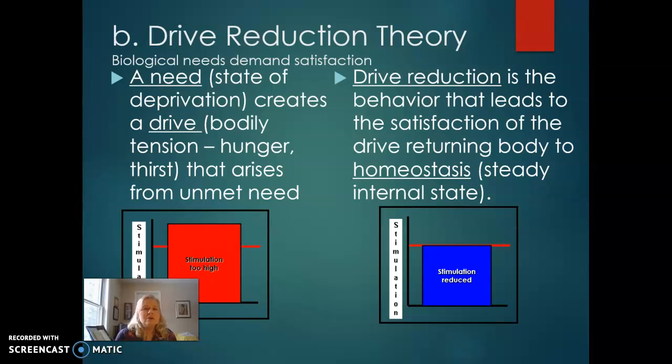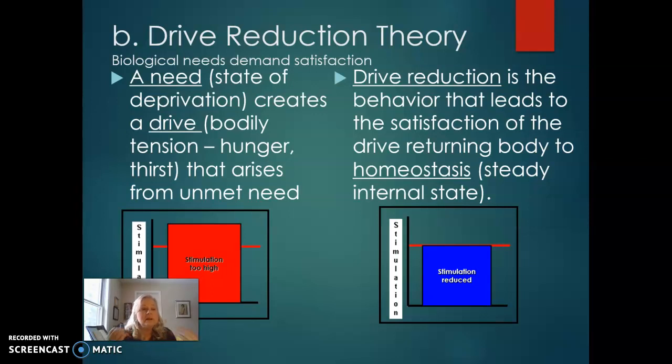Now, I'd like you to think of drive reduction theory not only from a state of hunger or thirst, but also, let's say you just really need money. You need money to provide for the things that you want and desire. And so drive reduction theory can also explain this. So let's say that you have a need for money, you feel this state of anxiety, you feel the state of unmet need. I mean, I need money.